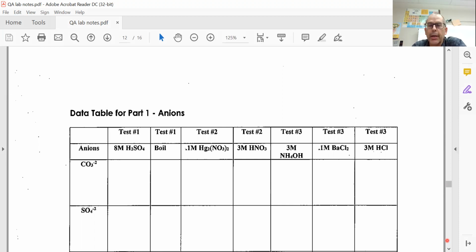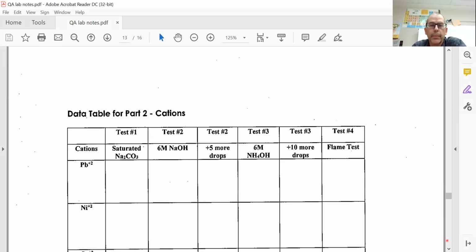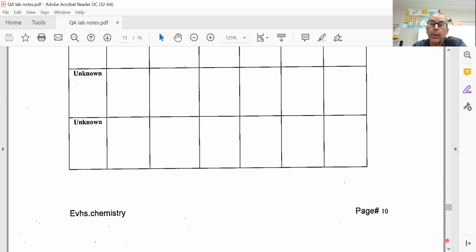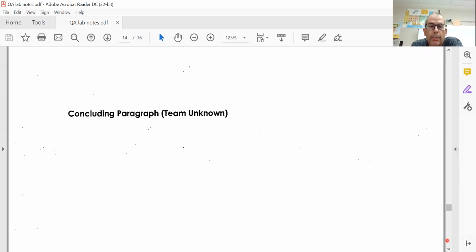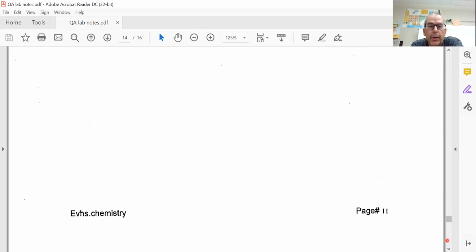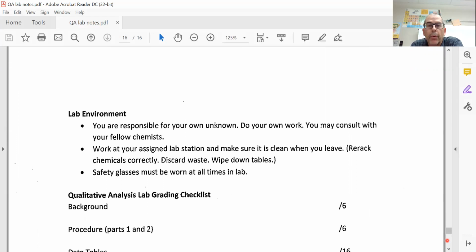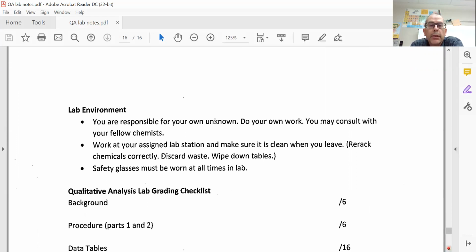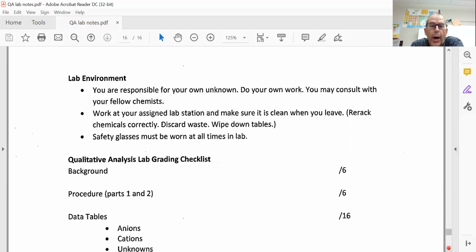Okay, data tables are in here that you can fill out. I do have hard copies available, or you might do everything on the computer and maybe just do your data tables hard copy. You can mix it up how you want to, whatever's going to work best in lab. Okay, ultimately, there's a spot for the concluding paragraph when you're doing your unknowns. And then there's this rubric or grade checklist.